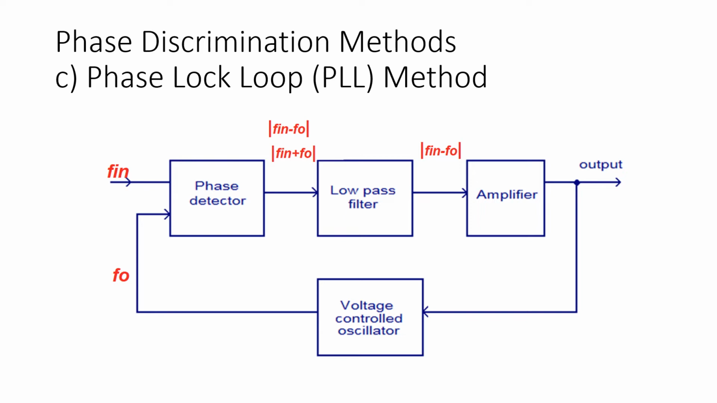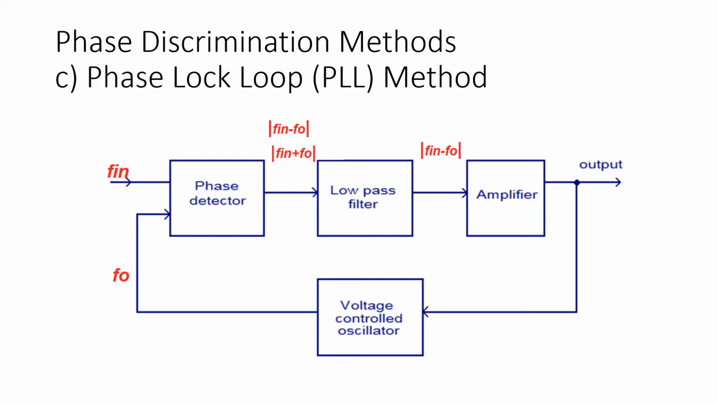When input frequency Fin is applied to the phase detector, the phase detector or phase comparator compares the phase between Fin and F0 and generates the error signal. This error signal contains two frequencies. One is Fin minus F0, another one is Fin plus F0. Low pass filter allows to pass only low frequency, that is Fin minus F0.